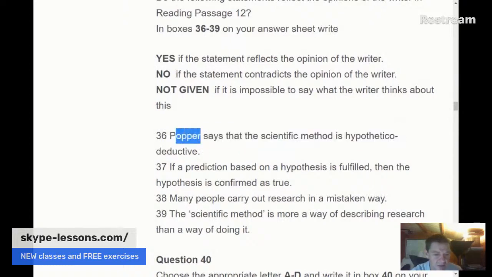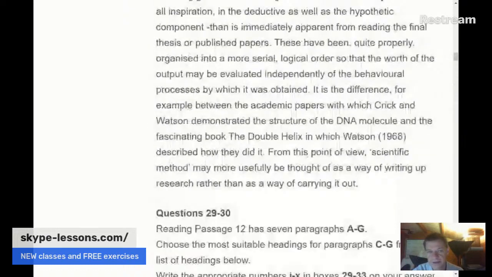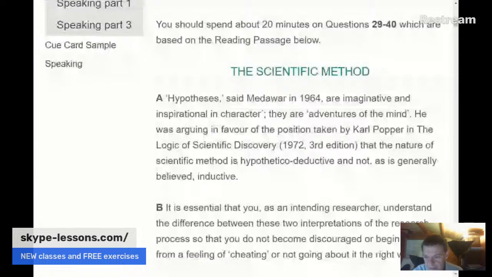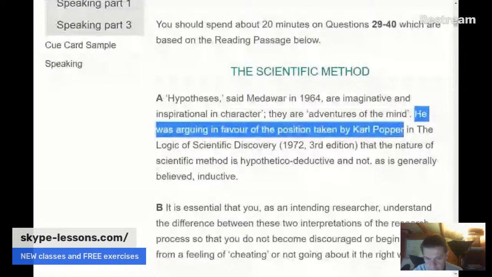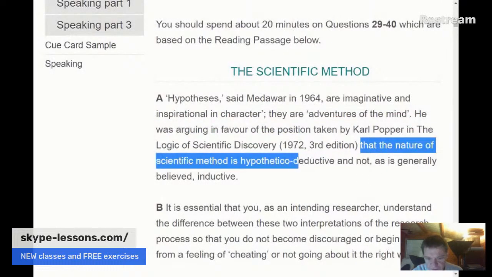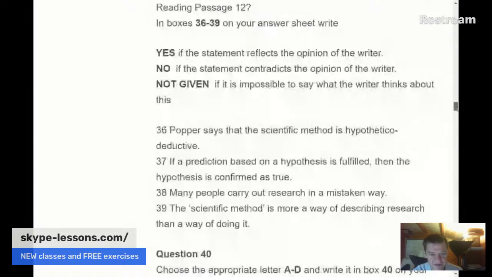But I think I can remember the name Karl Popper coming up right at the start of the text. So let's quickly reread that part. He was arguing in favor of the position taken by Karl Popper. What is Karl Popper's position? That the nature of the scientific method is hypothetico-deductive. So I think for this one, we can put a big fat yes.